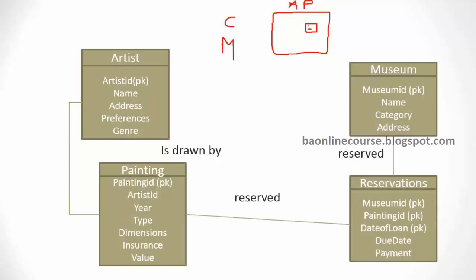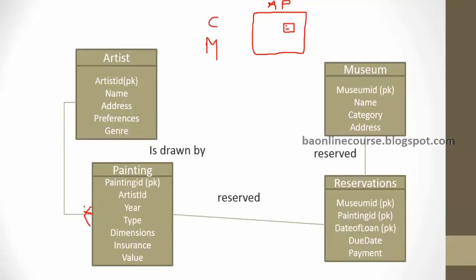Now, if you look at the cardinality, can a painting be drawn by multiple artists? See, some of them would be very simple, and some of them do not come out so directly. Anyway, coming back to this, some of them would be very easy to understand, like an artist can have multiple paintings. But one painting, can it be drawn by multiple artists?